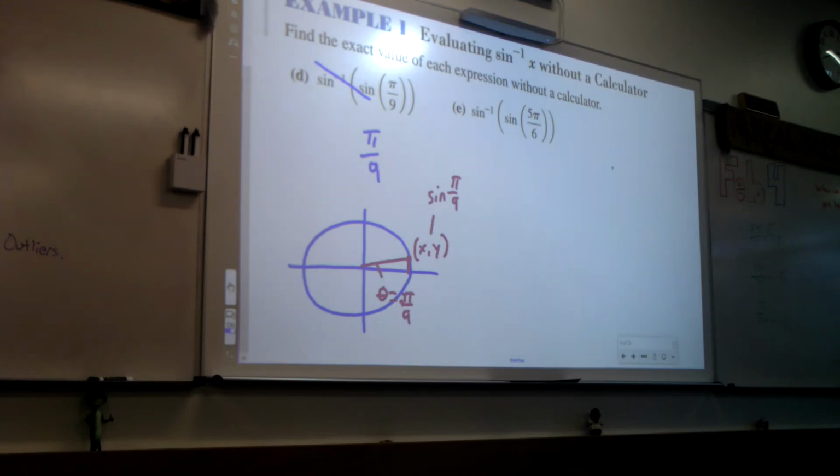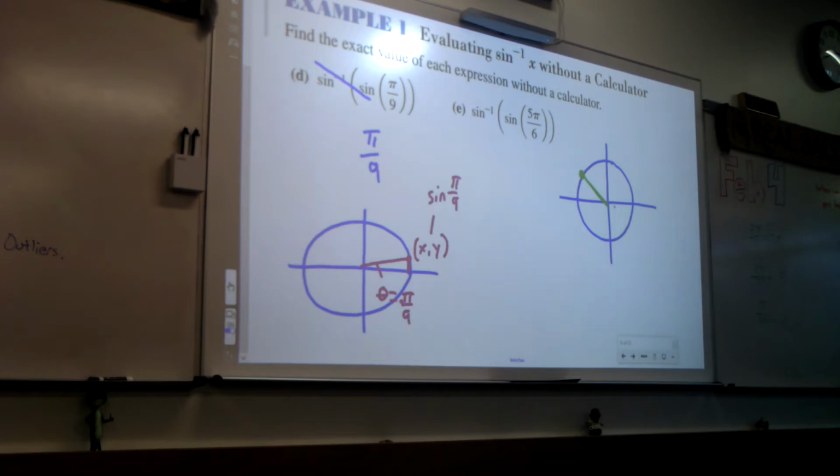Circles are hard to draw. Maybe if I start with the circle, and then I'll draw the crosshairs. Is that any better? That looks a little better, right? Okay, so let's go to 5π/6. I believe it's right about here.